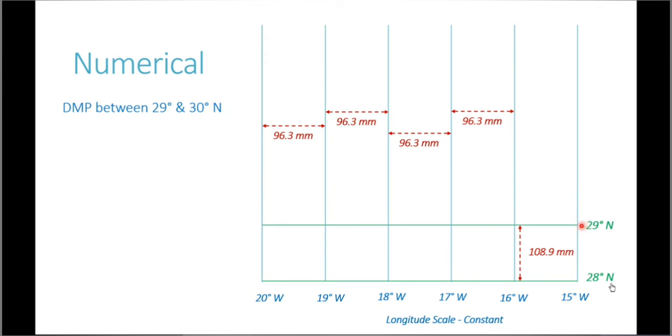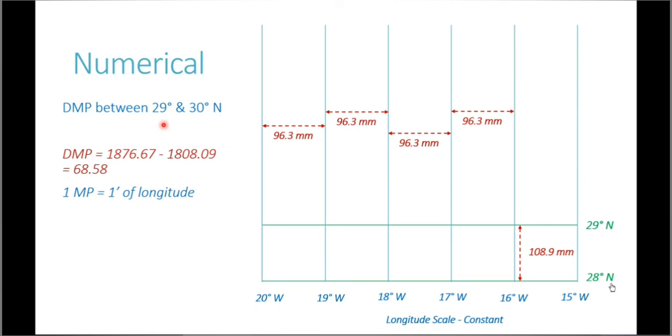So how do we find that gap between 29 degrees and 30 degree parallel? We use the same method. We find out the DMP, difference of meridional parts between them. And this DMP now comes out to 68.58. 1808.09 is the meridional parts for 29 degree parallel of latitude. 1876.67 is the meridional parts for 30 degree parallel of latitude, and their difference comes out to be 68.58.